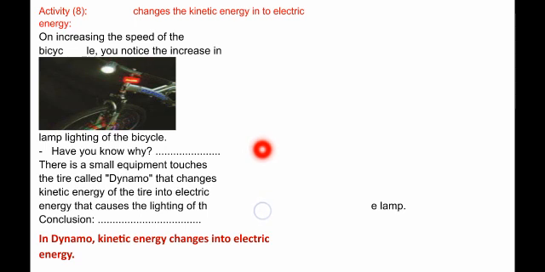This dynamo changes the kinetic energy of the tire into electric energy that causes the lighting of the lamp. Okay? So this is in dynamo. So conclusion, in dynamo, kinetic energy changes into electric energy. In a bicycle, there is a dynamo that can transform or change kinetic energy of the tire of the bicycle into electric energy. And this is in dynamo, in the bicycle.